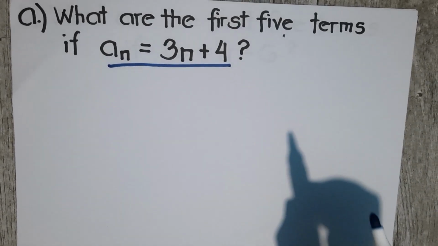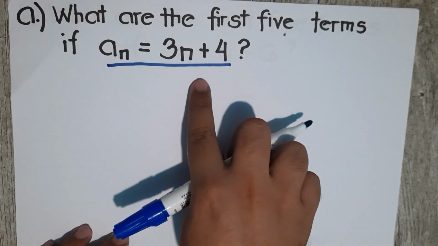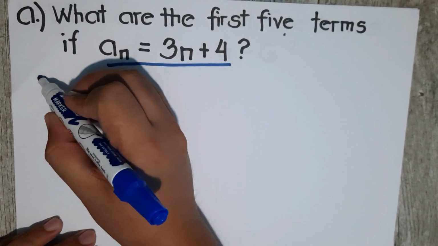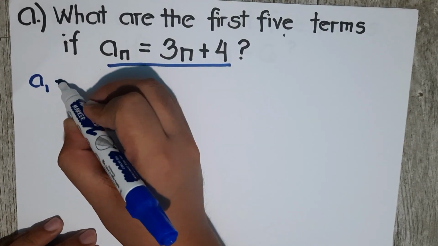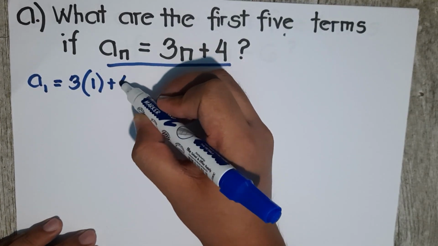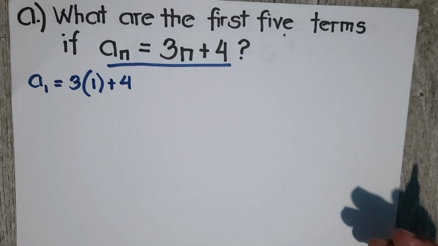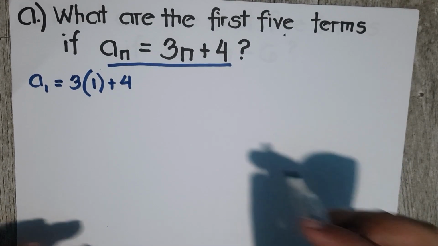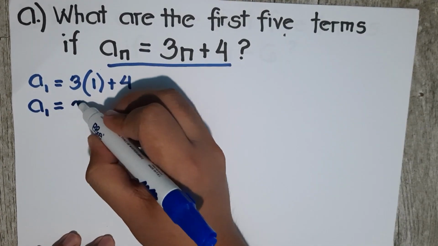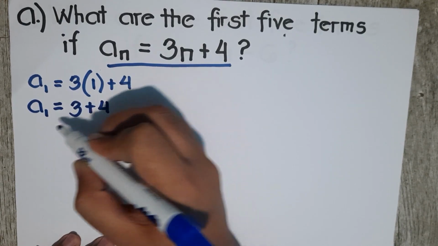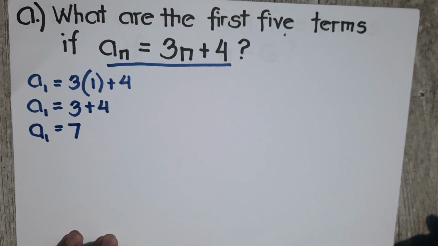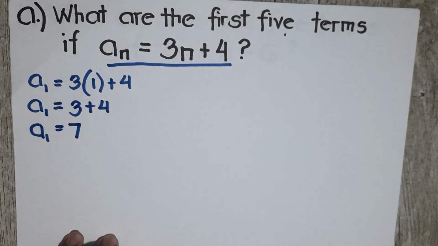Since we are looking for our first term, we need to change n with 1. So this will become a sub 1 is equal to 3 times 1 plus 4. Again, why 1? Because we are looking for our first term. So a sub 1 is equal to 3 times 1, we have 3, plus 4. So our a sub 1 is equal to 7, which means 7 is the first term of our arithmetic sequence based on this nth term.